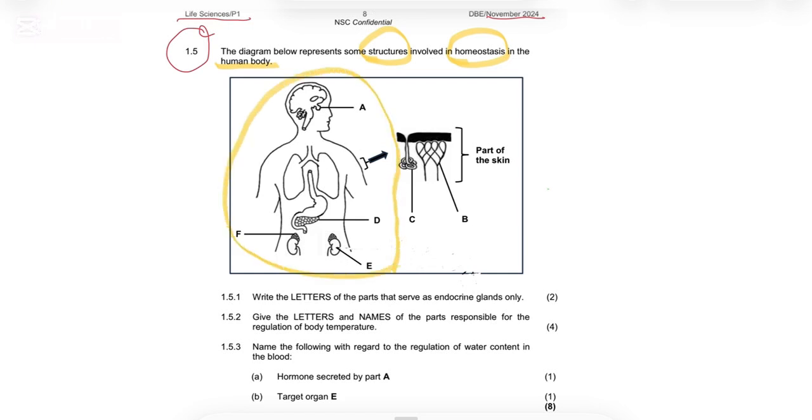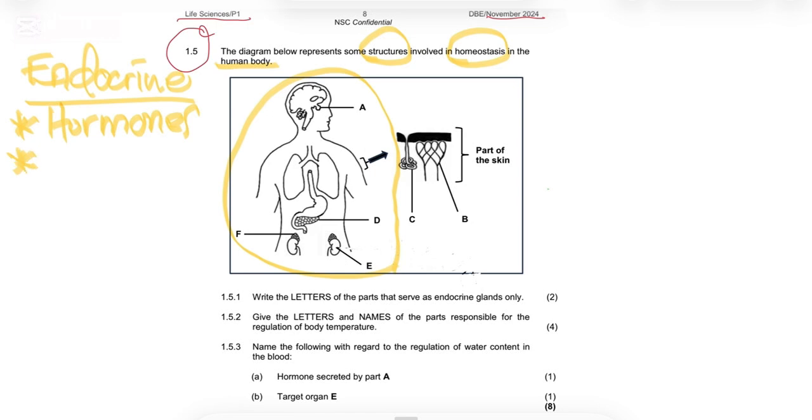So we have this system, which we call the endocrine system. And the endocrine system involves the secretion or production of hormones. And these hormones are secreted directly into the blood.